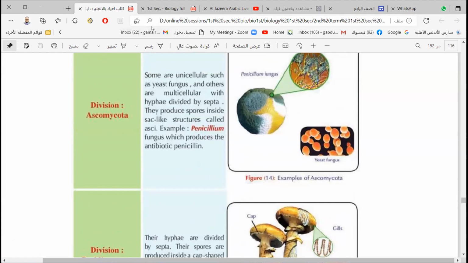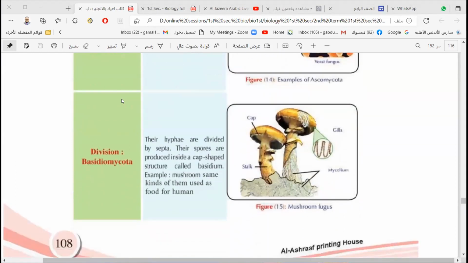Which of them? The answer will be which of them? Our question asks about what? They have a club-shaped structure called basidium, and the spores are found inside it here. The spores are found here in the basidium. So this is the answer of our question. The answer is basidiomycota. The answer is what? Basidiomycota.